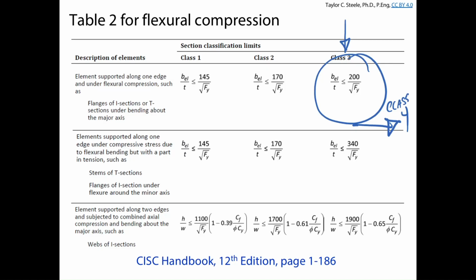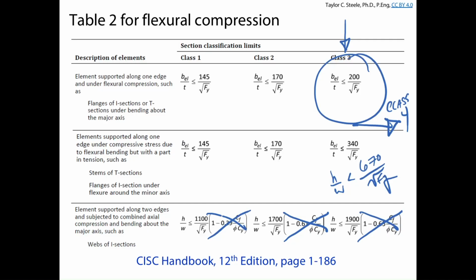For webs, it's a little bit different. For webs, for compression members, we said, okay, well, H over W had to be less than 670 over the square root of Fy. Here we're just going to ignore for now the terms in brackets, so don't pay too much attention to those. We're not looking at a situation where we have any compression acting on our section. We're just looking at bending. So for columns, it was 670 over the square root of Fy. For beams, it's 1900 over the square root of Fy.